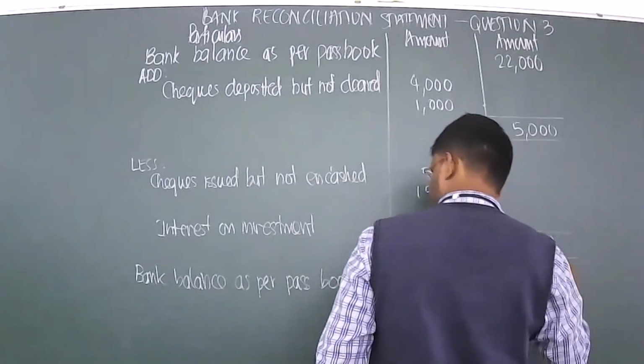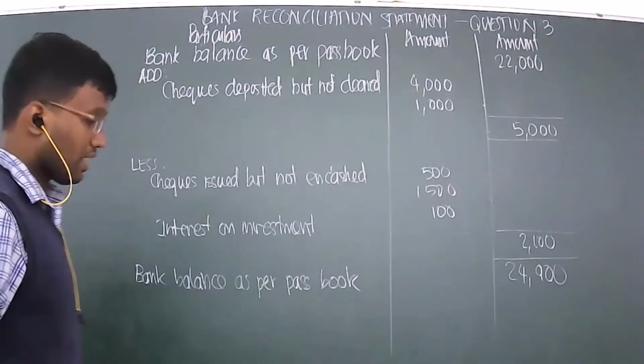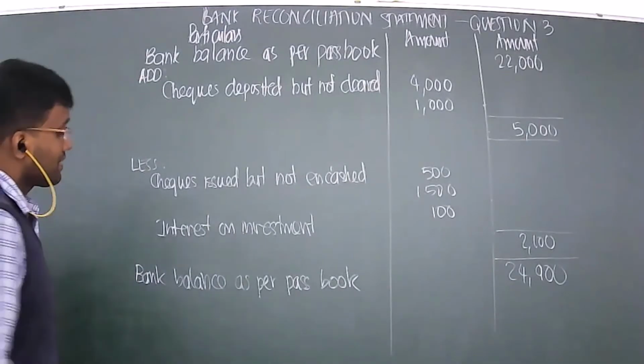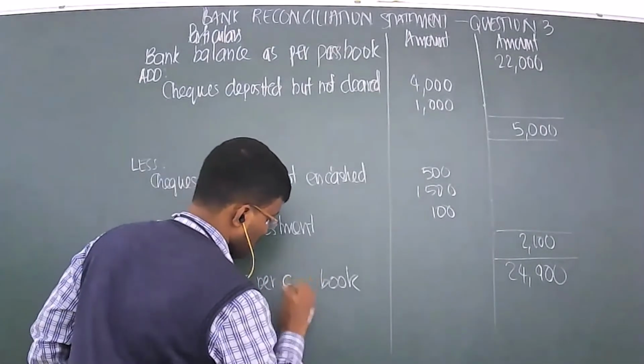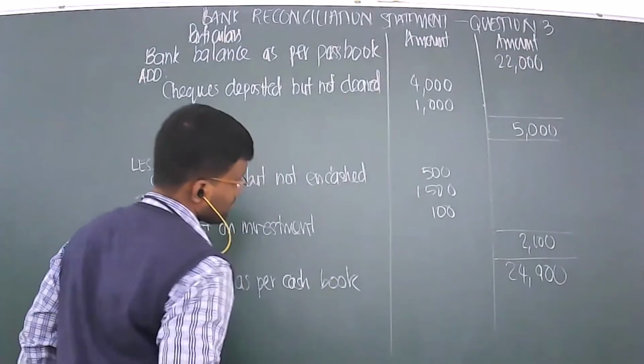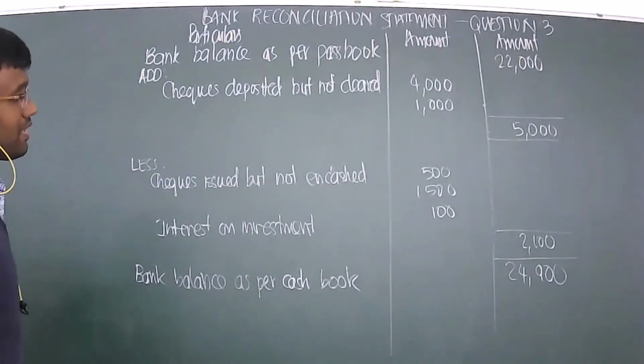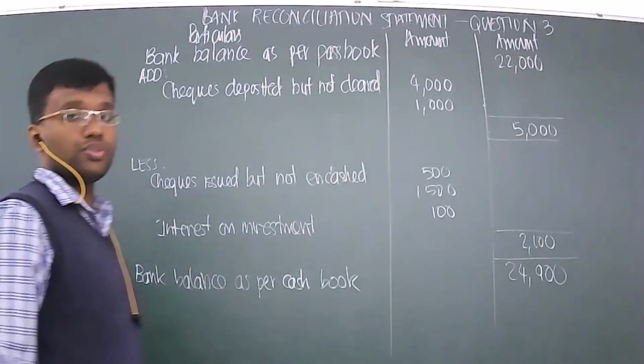24,900. Now, what is the significance of 24,900? It is the bank balance as per, okay, I made a small mistake over here. Bank balance as per cash book. So the bank balance as per cash book is 24,900.